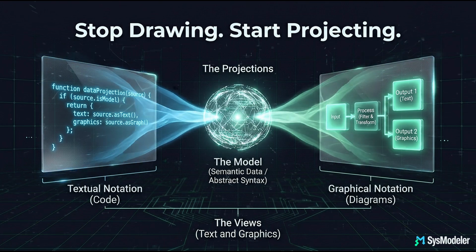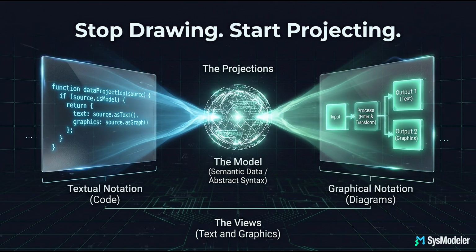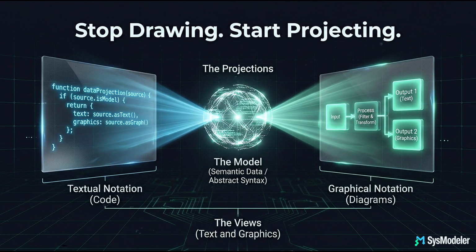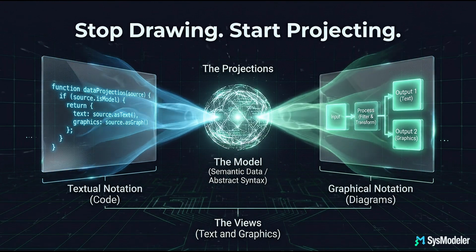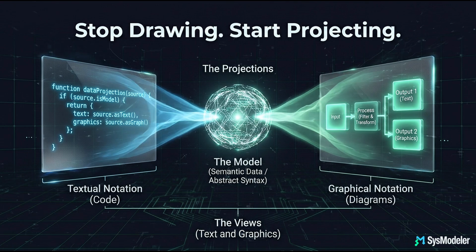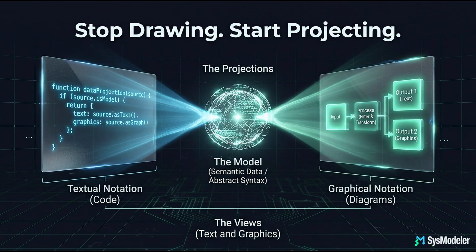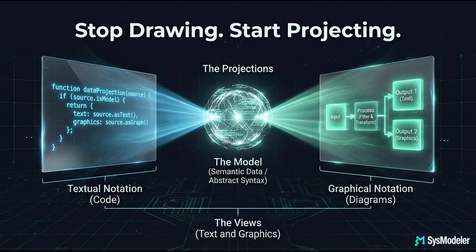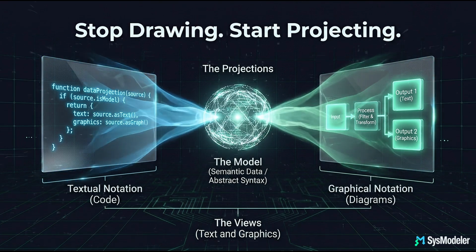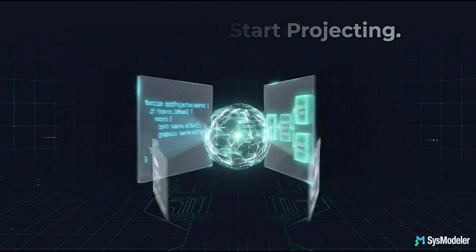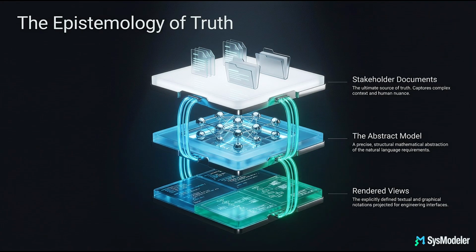This separation isn't just theoretical. It's explicit in your workflow. The architecture enforces a strict, unbreakable separation between the data and the representation. The model, or the abstraction, is the semantic data structure captured in the abstract syntax. However, it is important to remember that the model is not always the absolute single source of truth. The true source of truth is often the documents from stakeholders. A model is a precise abstraction of these documents, whether textual or graphical. Both the textual syntax and the graphical syntax are explicitly defined as different renderings of the same exact underlying model.